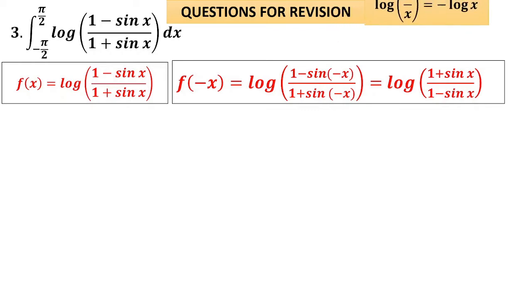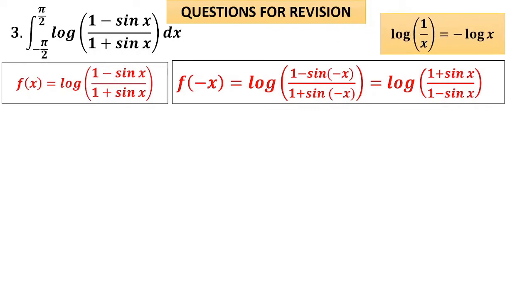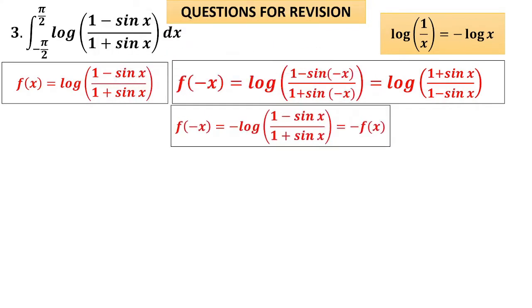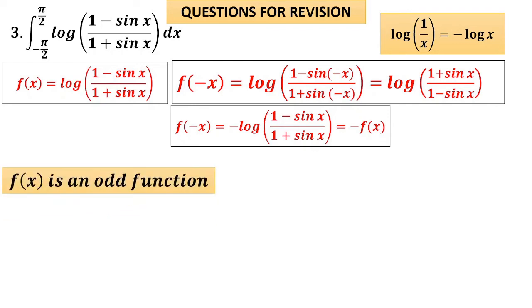But we have a property: log of 1 by x is minus log x. When you reciprocate that (1 plus sin x) by (1 minus sin x), it will become minus log of (1 minus sin x) by (1 plus sin x), which is nothing but minus f of x. I started with f of x. When I found f of minus x, I am getting minus f of x, so it is an odd function.